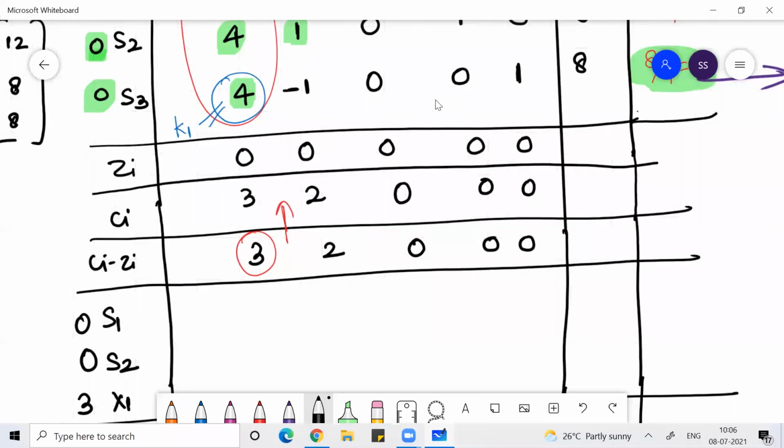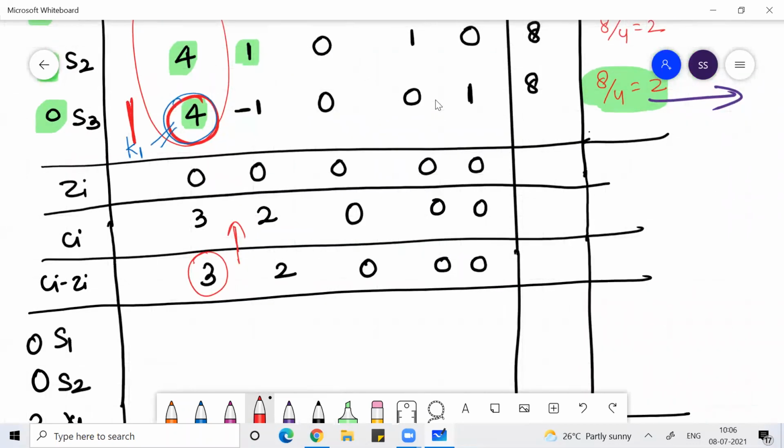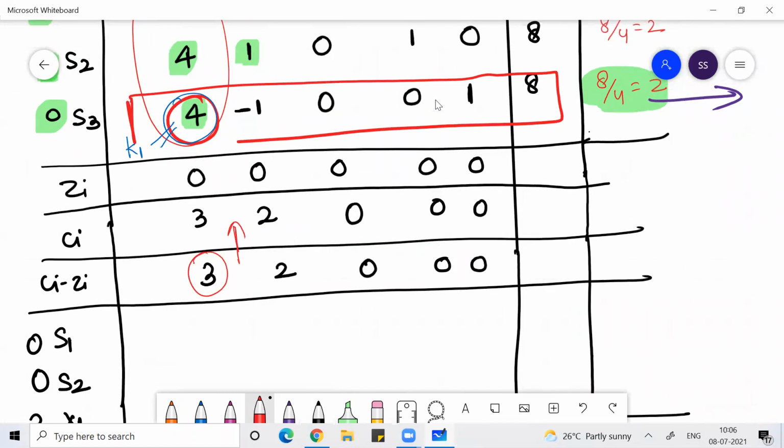To find the value of X1, you know your pivot element, right? What is your pivot element? 4, right? Everyone knows your pivot element. Your pivot element is 4. So divide all the values of this row S3 by 4 to get the new values of X1.